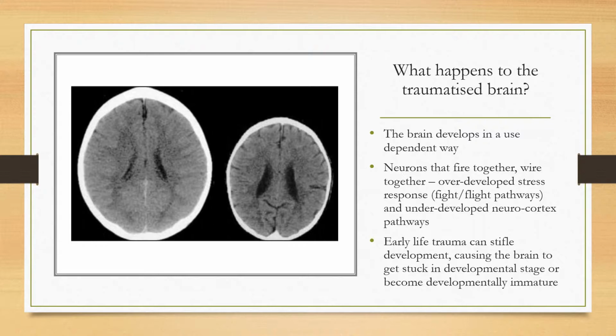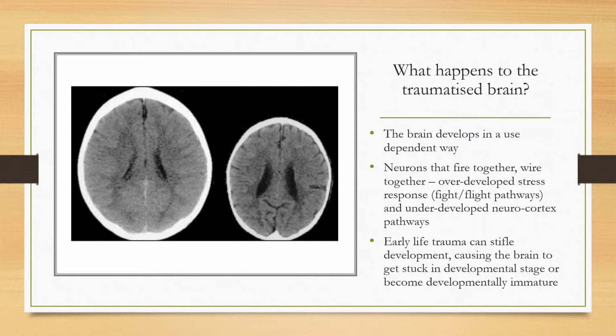What you can see is that the brain on the right is a lot smaller than the brain on the left. So the actual size of the brain is quite significantly different. You can also see larger amounts of black space on the brain on the right, and that's because there are fewer neural connections that have been made in this brain. There's a lot more space that's underutilized. And how this happens is that, as I said earlier, the brain develops in a use-dependent way. So neurons that fire together wire together.